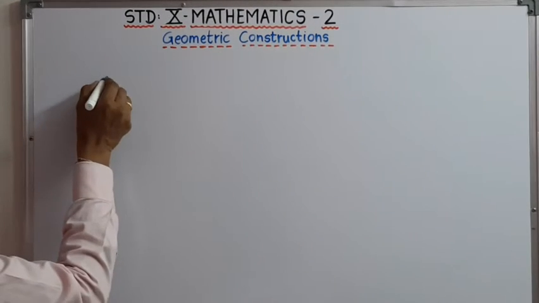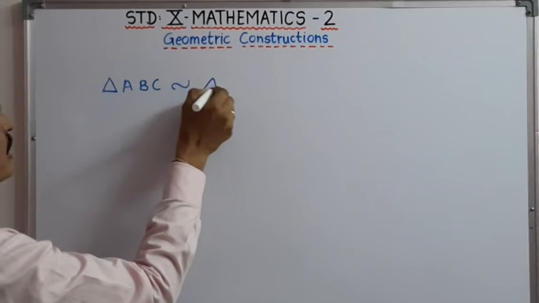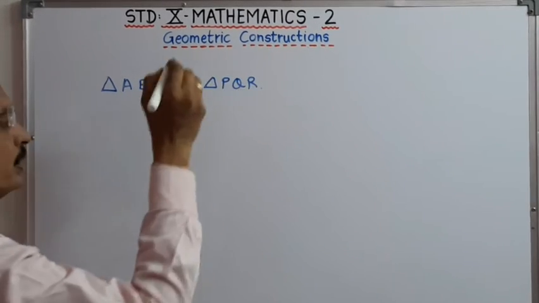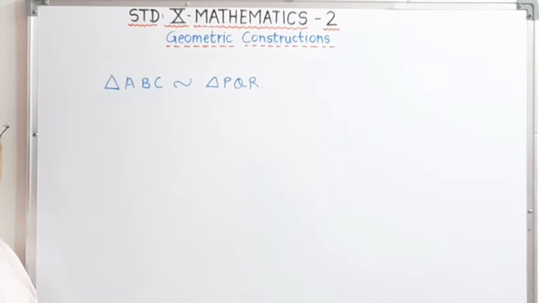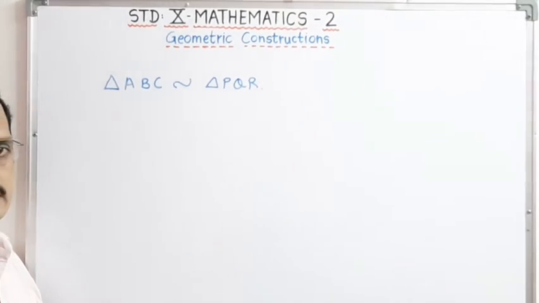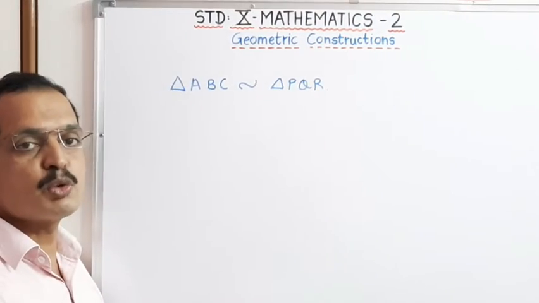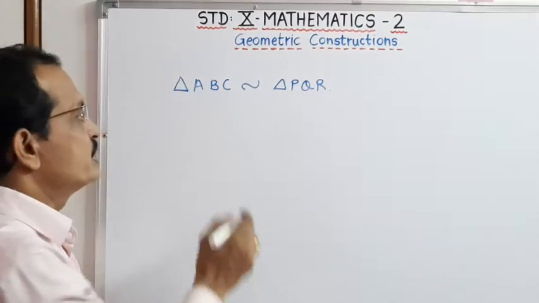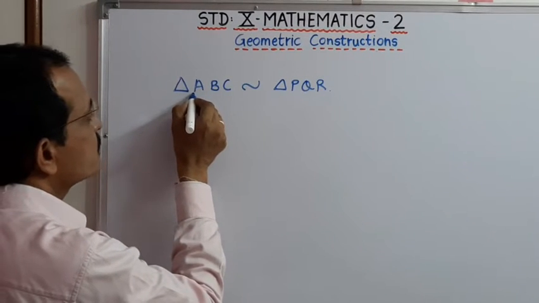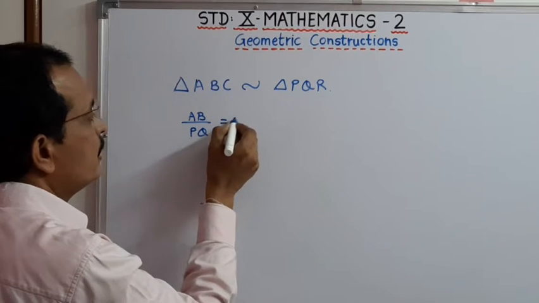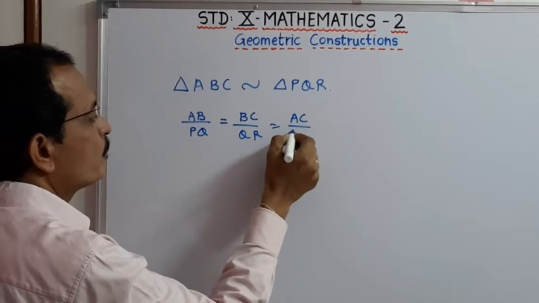See, if two triangles are similar, suppose I write here triangle ABC similar to triangle PQR. In the first chapter you learned about similar triangles. What are the properties of similar triangles? When two triangles are similar, then their corresponding sides are proportional. That means we can write AB upon PQ, the corresponding side of AB is PQ, then BC upon QR is equal to AC upon PR.